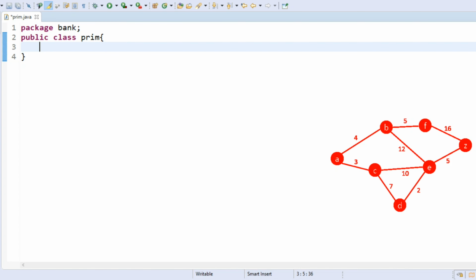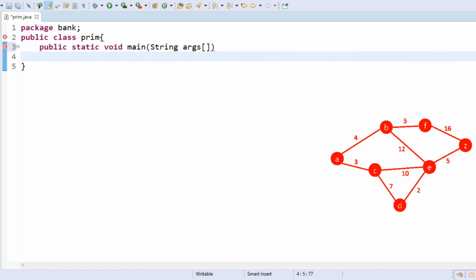Now let us discuss the topic of Prim's algorithm. Here I consider a class named Prim. In that class, I am taking the main method: public static void main, String args. Okay, so I created the main method.